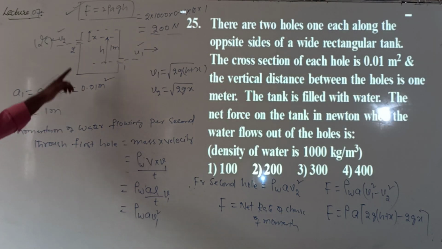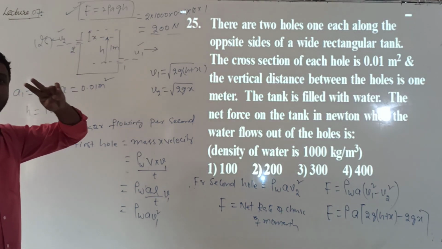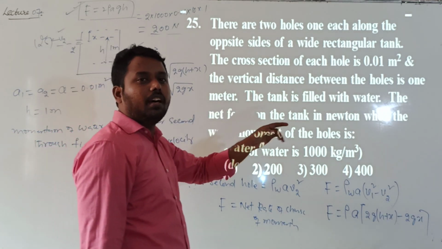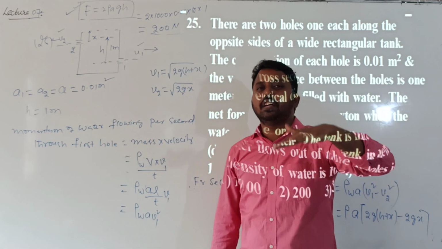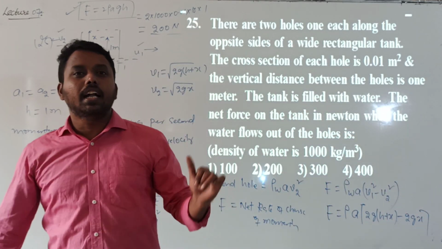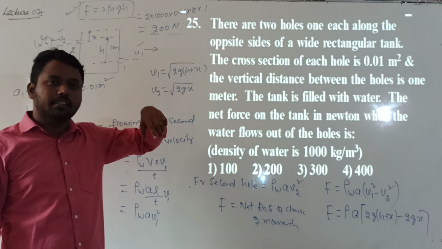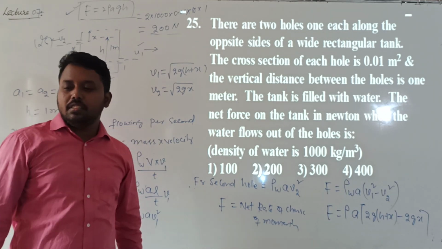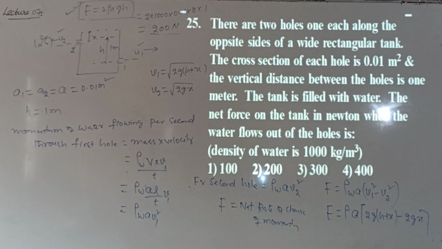Understood? This formula you have to remember. Now we derived two new formulas. One is the formula for velocity whenever the tank is filled with two different liquids, and another one is this one, the force exerted. Okay, so this is question number 25. Next question.